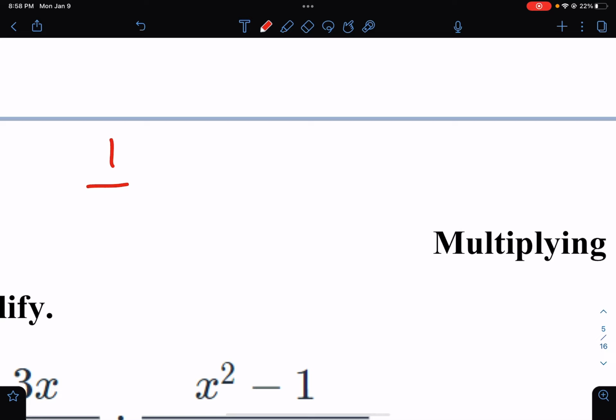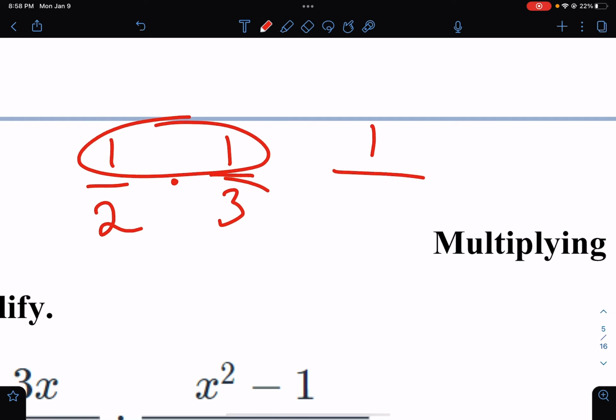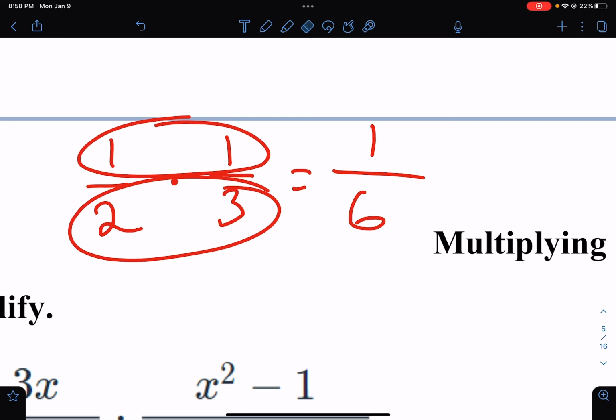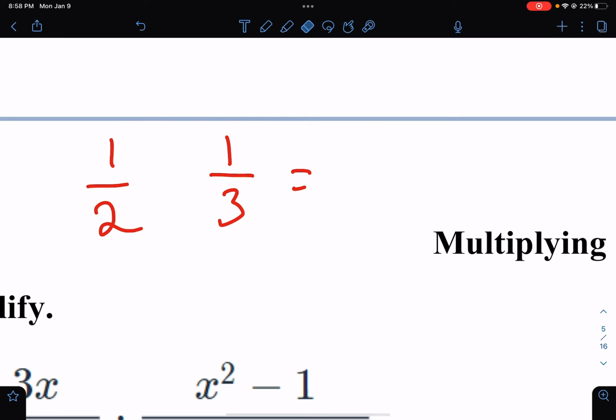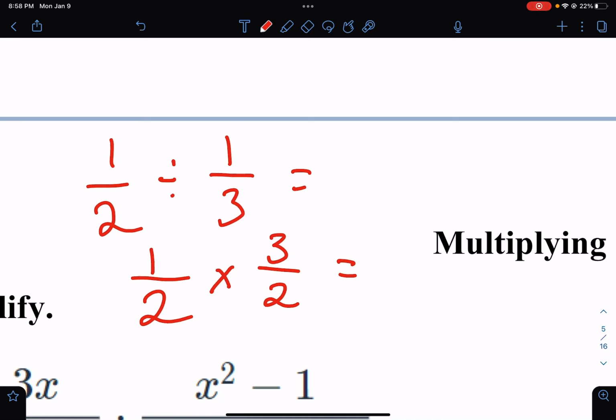Let's say I had 1/2 times 1/3. When you multiply, you multiply the top numbers and then you multiply the bottom numbers. That would give me 1/6, right? Now, if I was asked to divide this, when you divide, you keep, change, and then flip. Then you just go ahead and multiply.